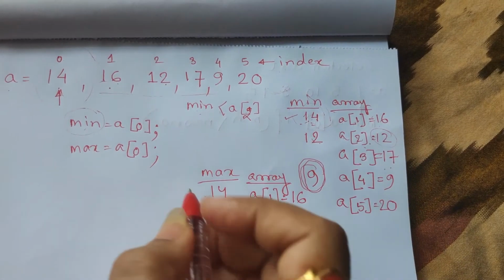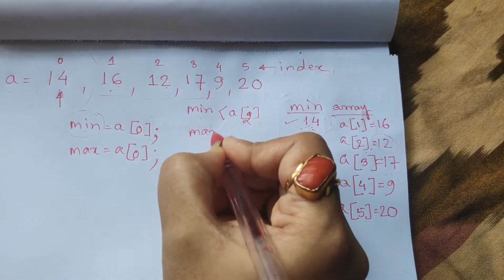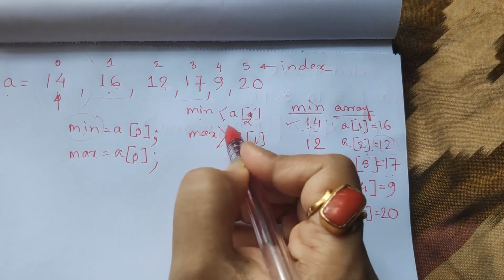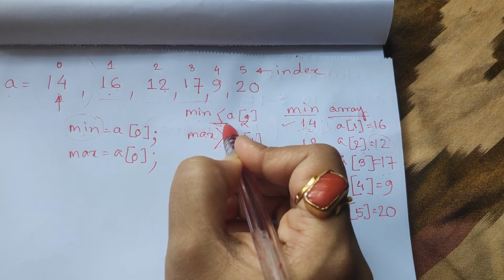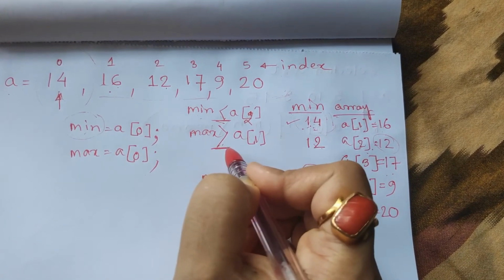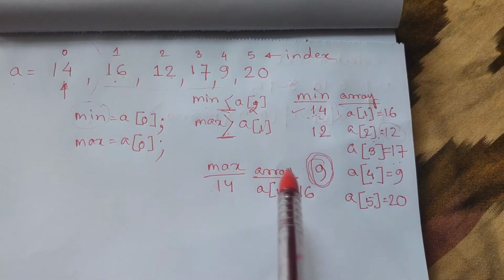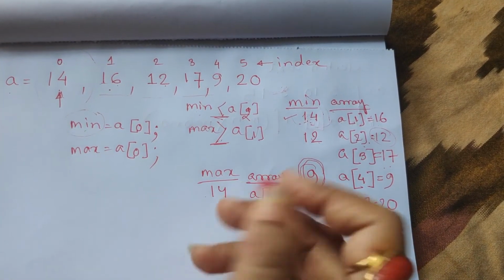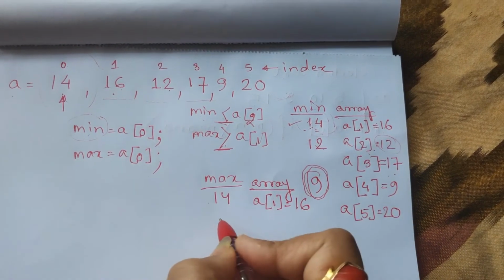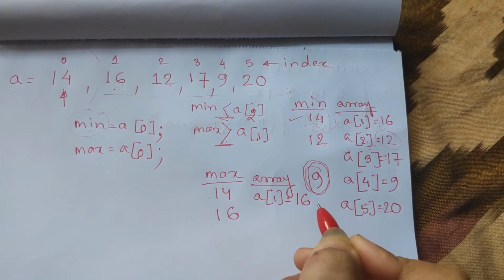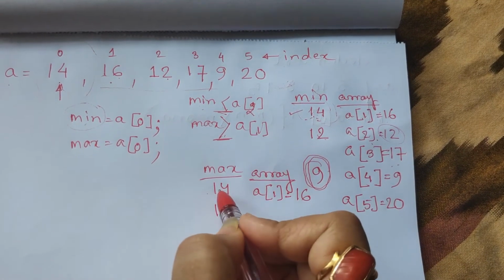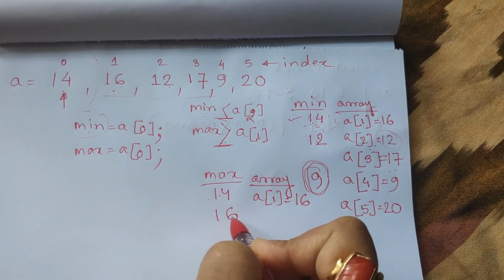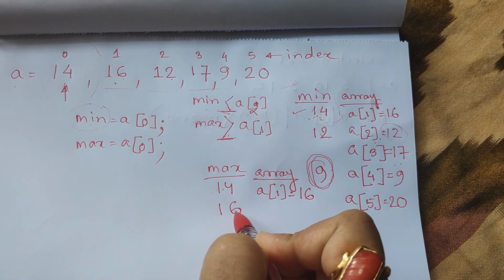And what would be the comparison? Max greater than A1. Okay, now the sign changes. For minimum, you will be checking for the less, and for maximum, you will be checking for the greater. So 14 greater than 16 is false, correct? So we will make 16 the new maximum number in the array. Clear? Since 14 is not greater than 16, we will make 16 the new max of the array.